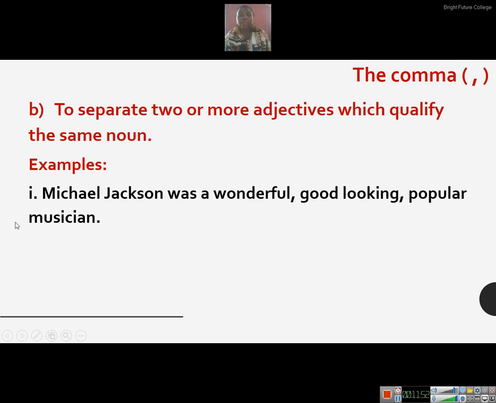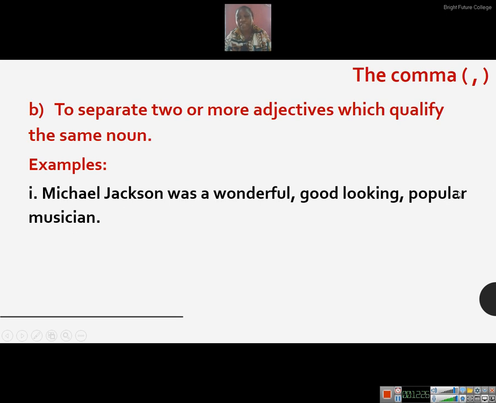Now I can say Michael Jackson was a wonderful musician, full stop. Wonderful is an adjective in that sentence. I can say Michael Jackson was a good-looking musician. It's okay. Michael Jackson was a popular musician. It's okay. But I have more than one adjective in this sentence. So since I have more than one adjective, I'll separate them with the use of comma. So I have wonderful, comma, good-looking, comma, and popular musician.